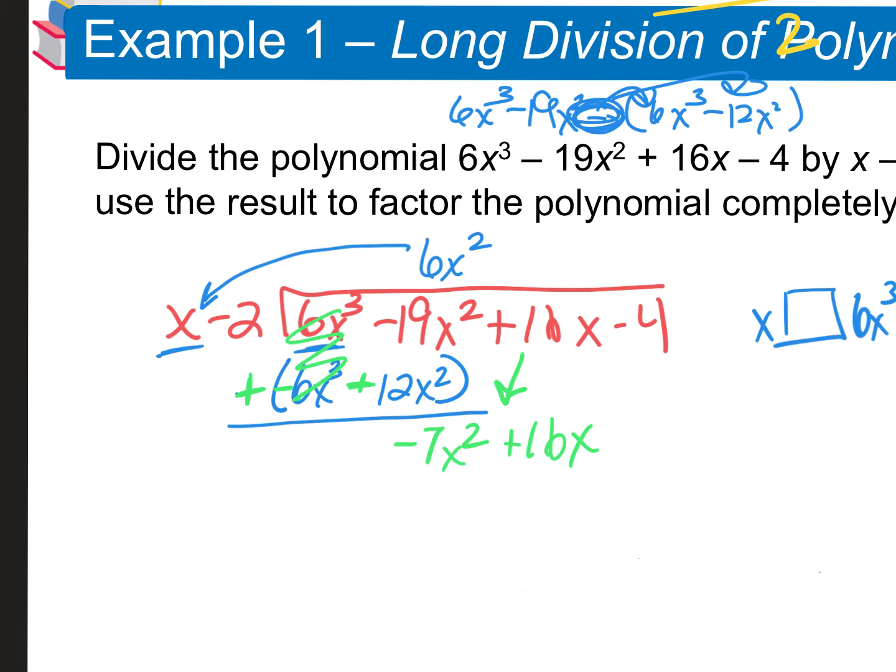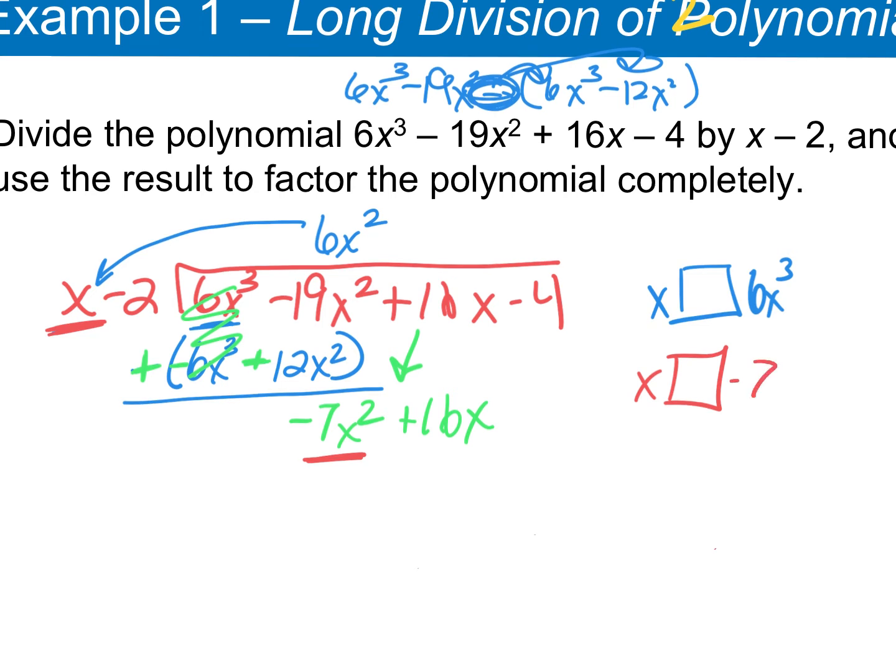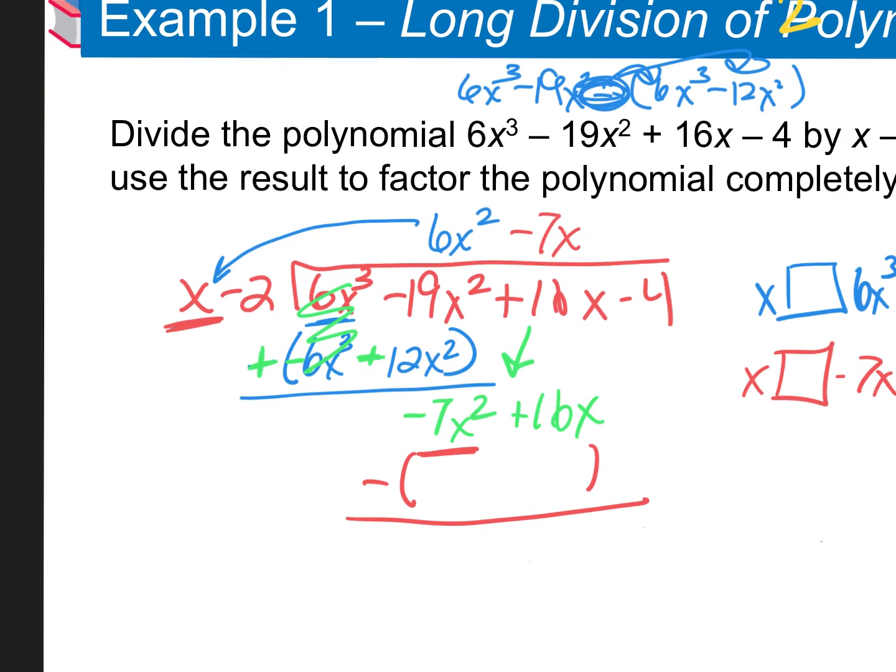Again, I'm going to say first term. We're just going to do the process all over again. First term, which is x, into negative 7x squared. So x times what gives me negative 7x squared? Negative what? Okay, so negative 7x. Now get your subtraction ready so you don't forget to distribute. Now we're going to multiply. What's negative 7x times x? Negative 7x squared. What's negative 7x times a negative 2? Negative times a negative is a positive 14x. Do you see what we did there?